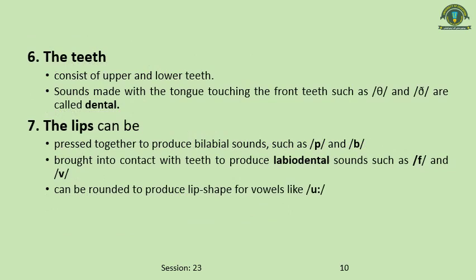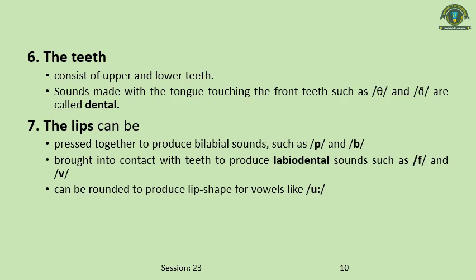Our next articulators are the teeth. My dear students, as you know, we have got upper teeth and lower teeth. But remember, the role these articulators play is very important. Although they are not active articulators the way the tongue is, sounds made with the tongue touching the front teeth, such as th and th, are called dental sounds. I repeat, the sound th. You can feel that the tip of the tongue is touching the inside of the front two teeth.